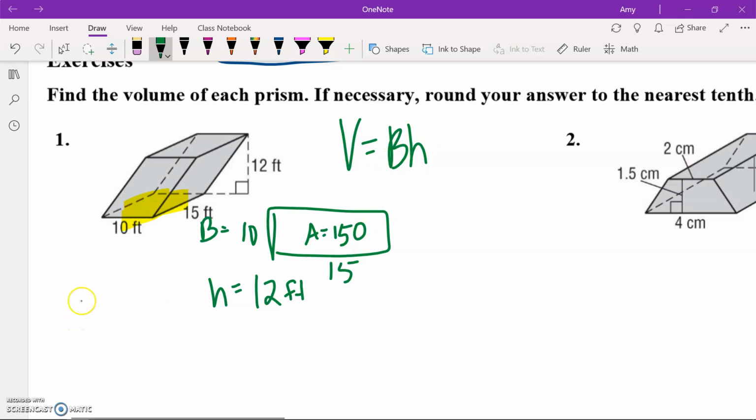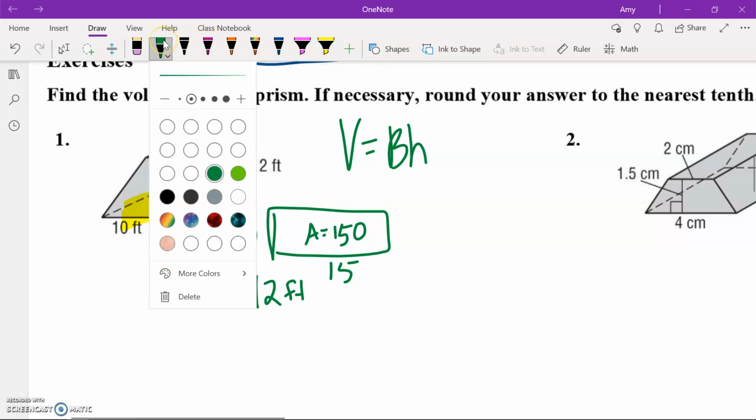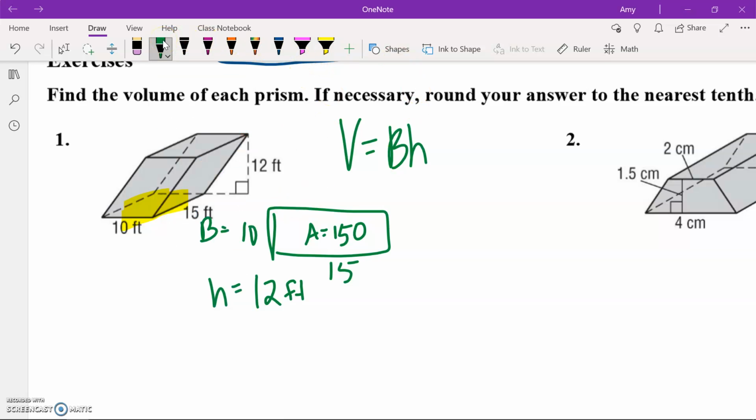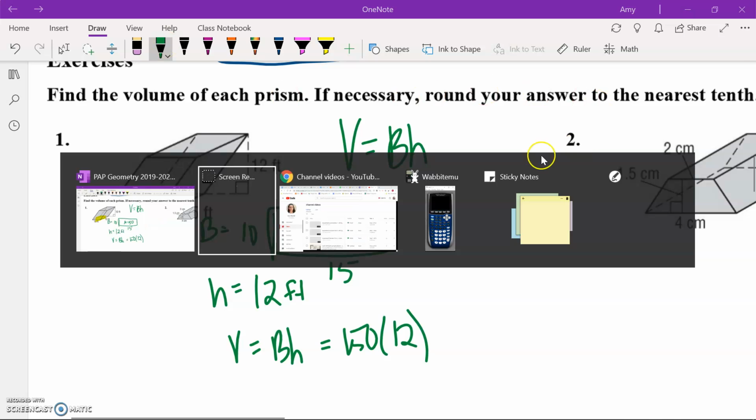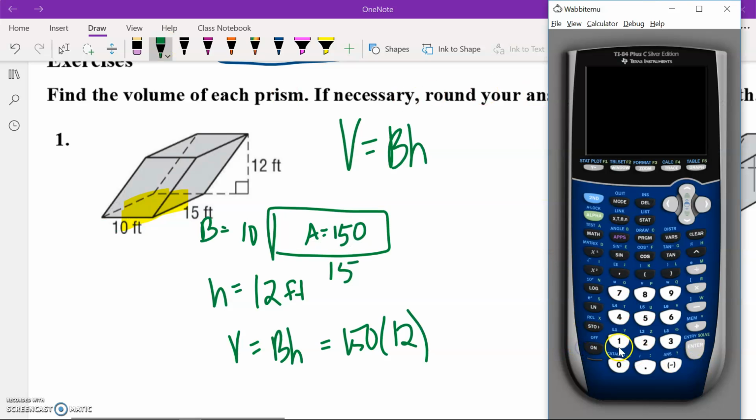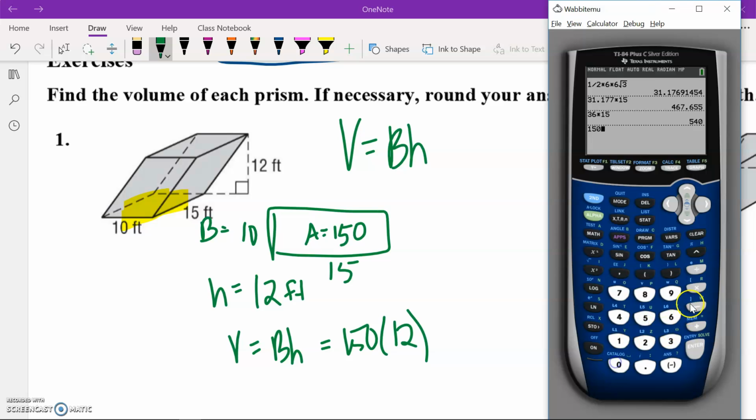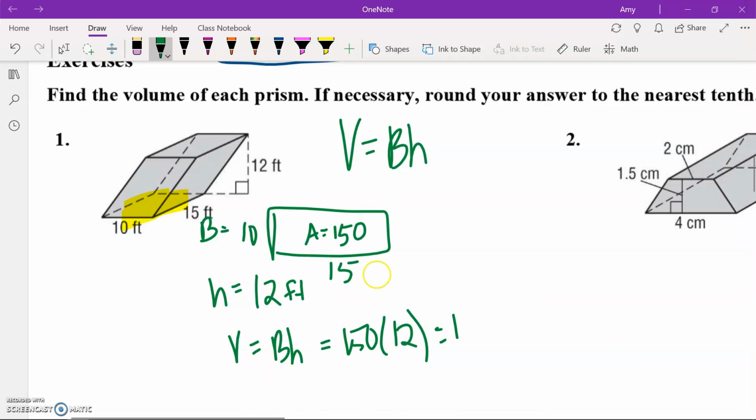So now that we know the area of the base and the height of our oblique prism, we can calculate our volume. To calculate our volume, I'm just going to do volume equals BH, which will be 150 times 12, and I can take out my calculator to help me if I need to. We've got 150 times 12, which is 1,800. So that is 1,800 cubic feet.